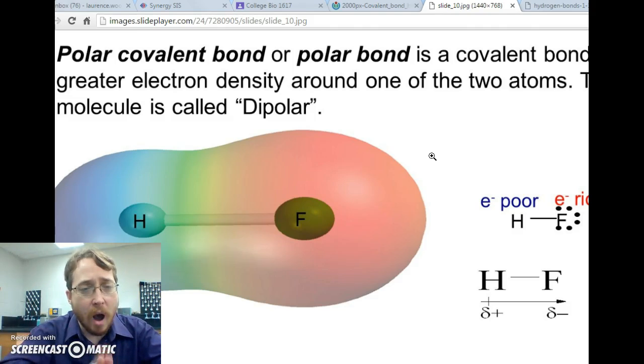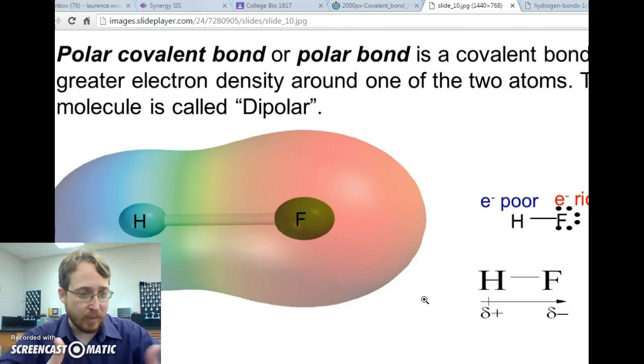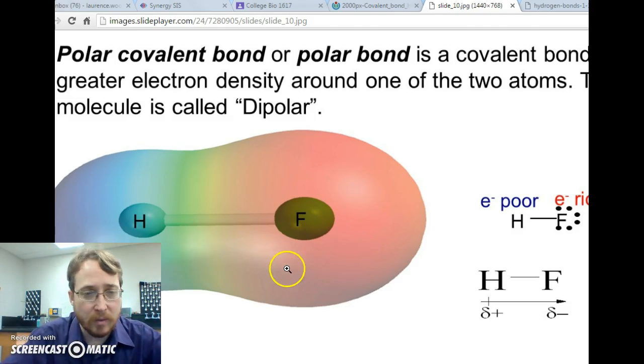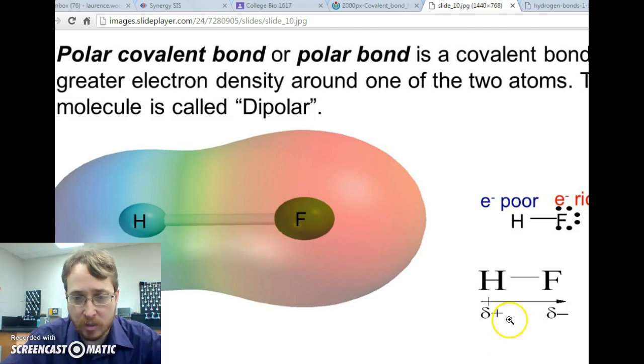We have uneven sharing of electrons. And what does that mean? If we have electrons over by the fluorine more often, that means the fluorine is going to have some of the qualities of those electrons more often, which is the negative charge. And the hydrogen will have the opposite. It will have fewer electrons more often, so it will have sort of a positive charge. We call these partial charges, and the symbol for a partial charge is this symbol here. This is a partial positive, and this is a partial negative.